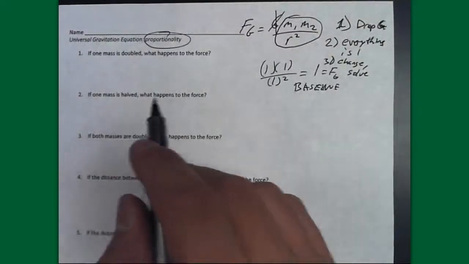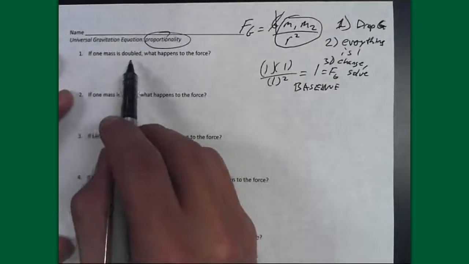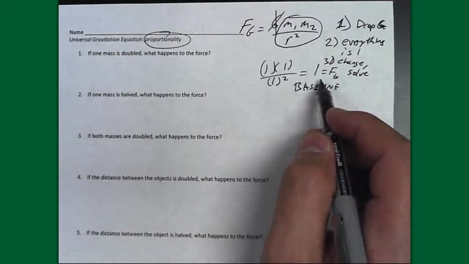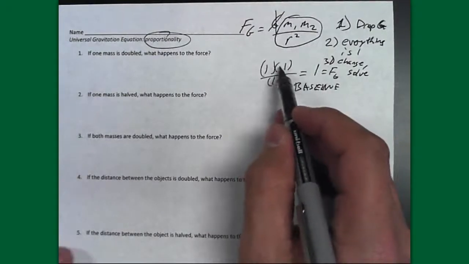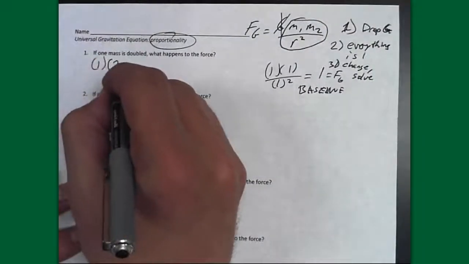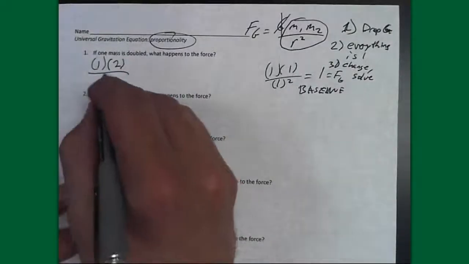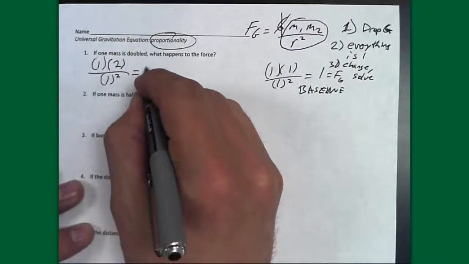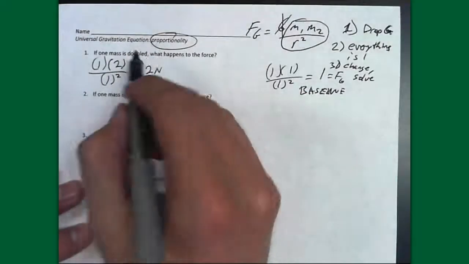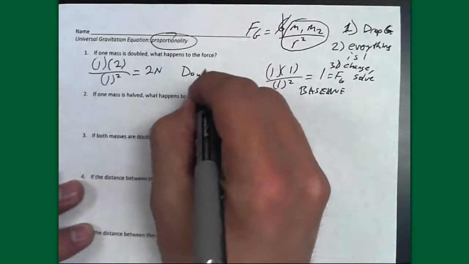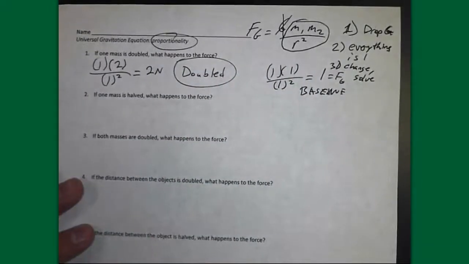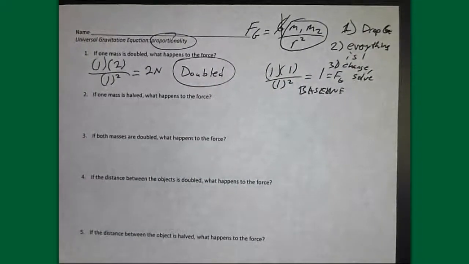Let's look at the first one. If one of the masses is doubled, what happens to the force? Well, this was our baseline. We know that the force is 1 at the baseline. So if we double one of these masses, let's see what happens. So mass of 1 stays the same, and then we're going to double the other one, and it becomes 2 instead of 1. R still stays the same. That gives me a force of 2 newtons. It was 1. Therefore, that means if I double the mass, I also double the force. Hopefully that makes sense. Double the mass, double the force.